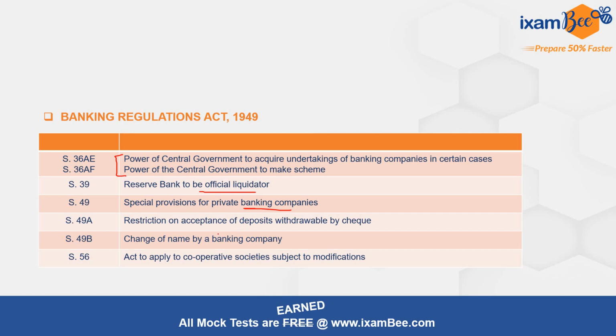Then 49A is talking about there are certain restrictions on acceptance of deposit withdrawal by check. So if there is any acceptance of deposit that is withdrawal by check, what are the restrictions with respect to those and all, वो सारे provisions इस particular section में है. 49B is talking about how the banking companies they can go ahead and change their name, all the compliances and provisions with respect to that. And then lastly comes section 56 that is talking about the act to apply to the cooperative societies and that will be actually applicable subject to certain modifications and all.